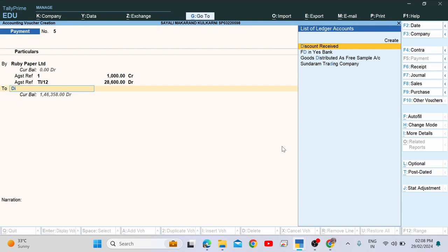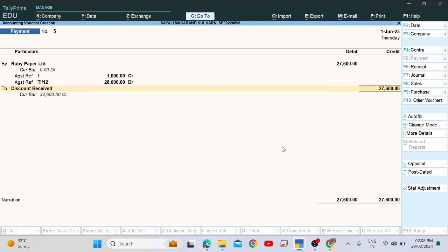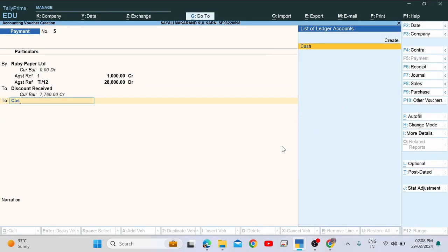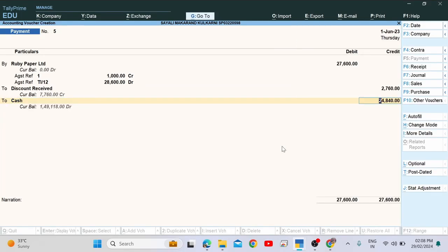Ruby has given us a discount, therefore we have received that, and this must be the discount received, and you will get 10%. So 10%, no need to use a calculator, simply remove the last 0: 2760. This is the discount, correct? I think so, correct. 10% discount, and the net in the cash, 24,840.